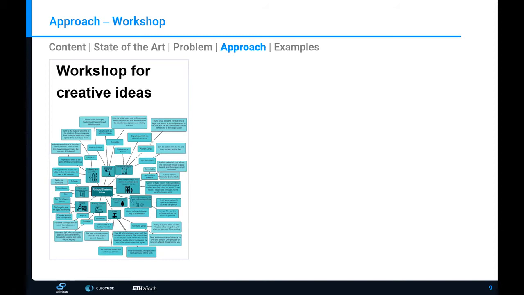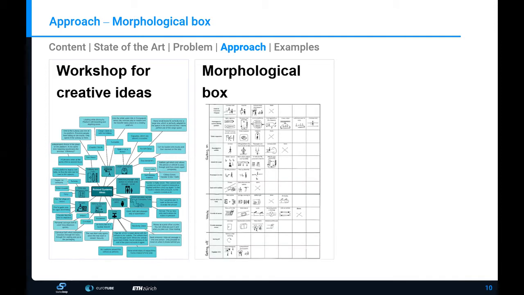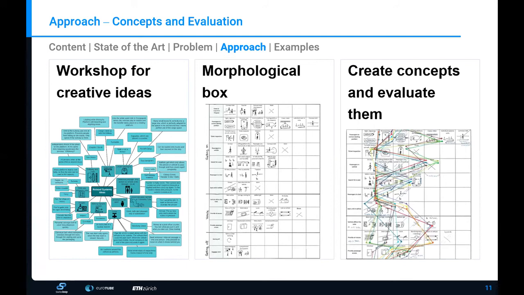After researching, I organized a workshop to collect creative and broadly conceived ideas. I clustered them into 2 big mind maps, as you can see one of them here. Then I listed all substeps of my on-offboarding process in a morphological box and tried to fill it with the creative ideas. And afterwards, I created concepts, evaluated them, created new ones, and so on.